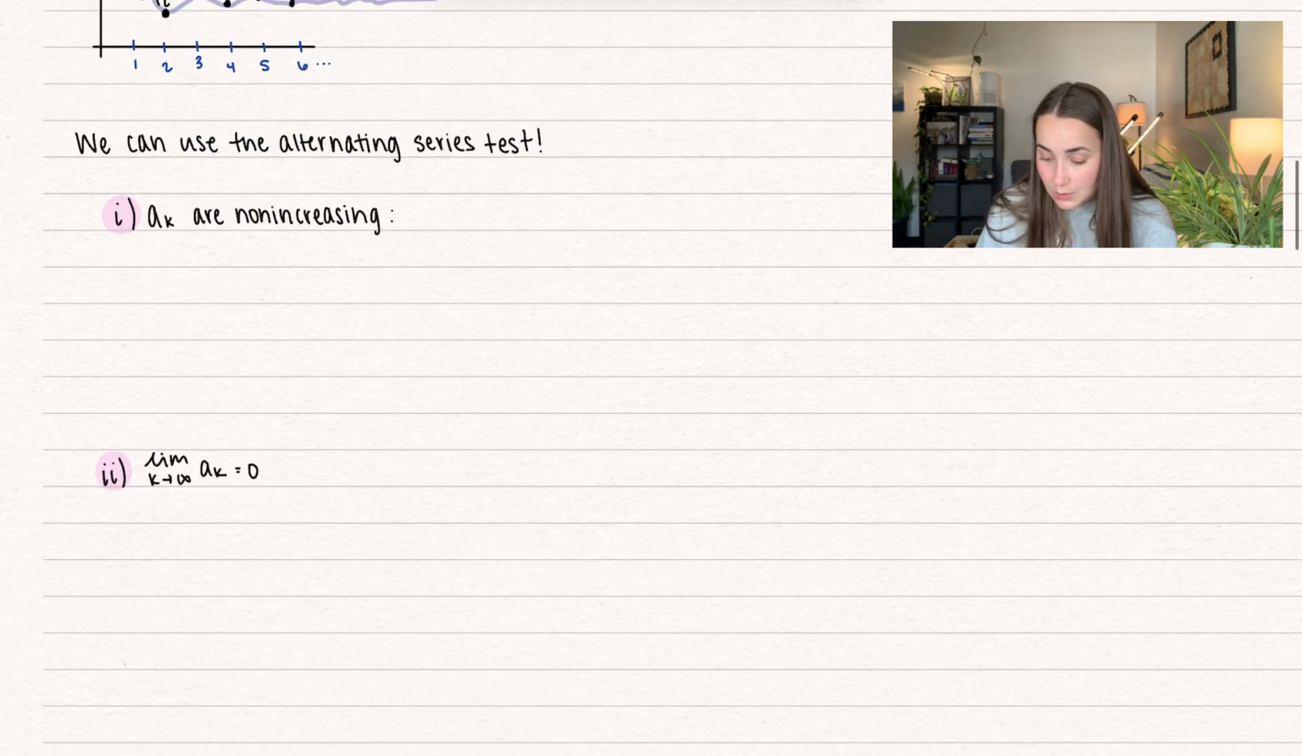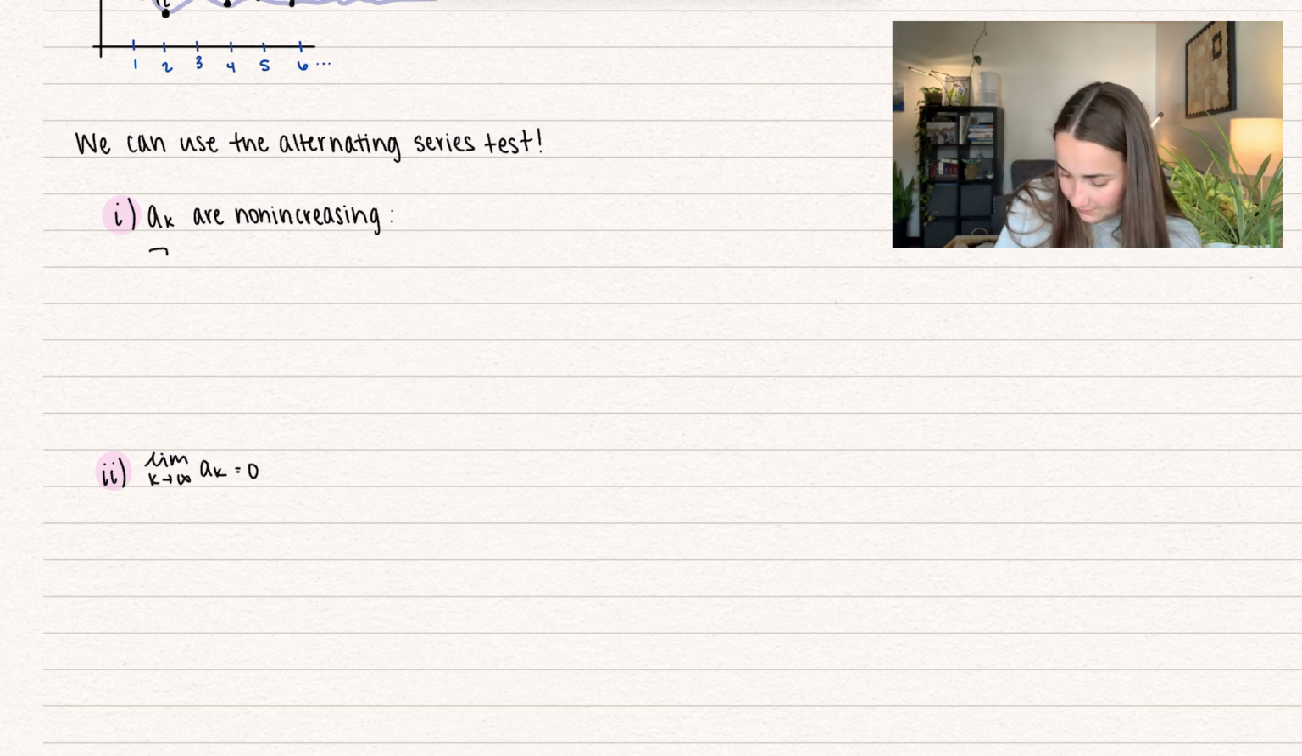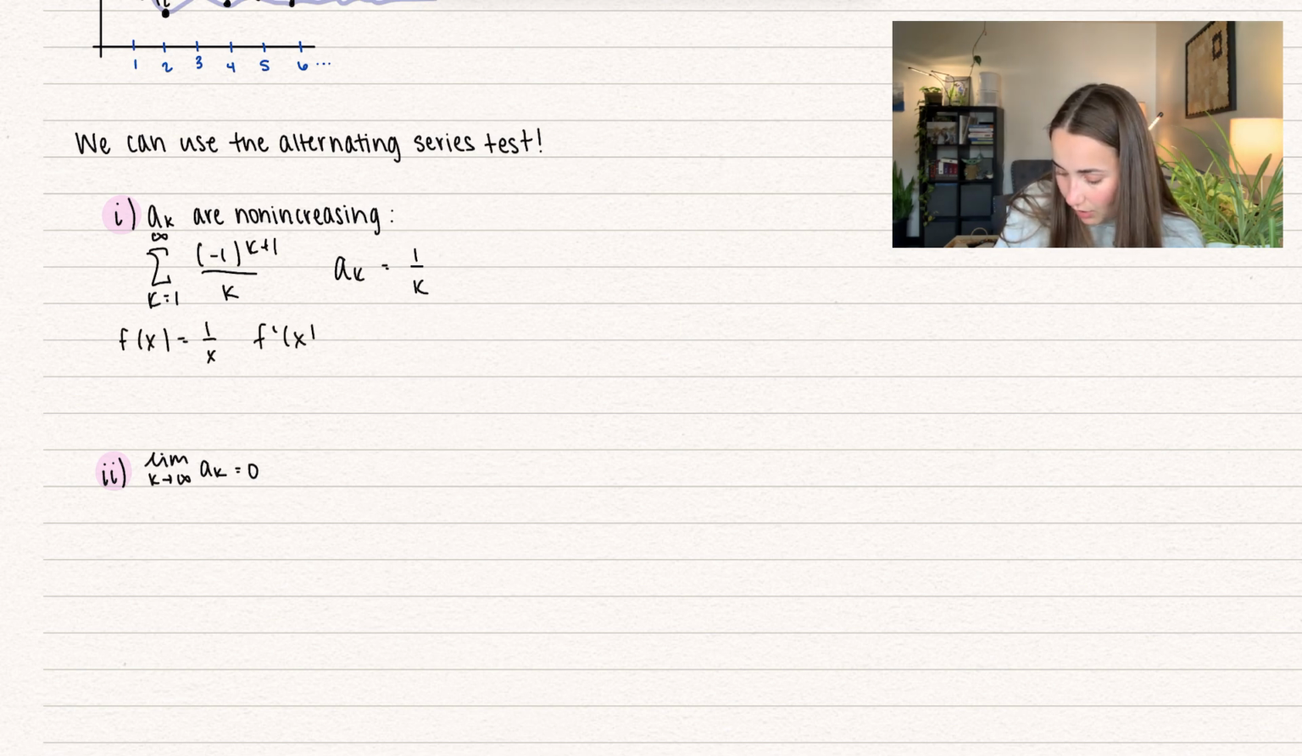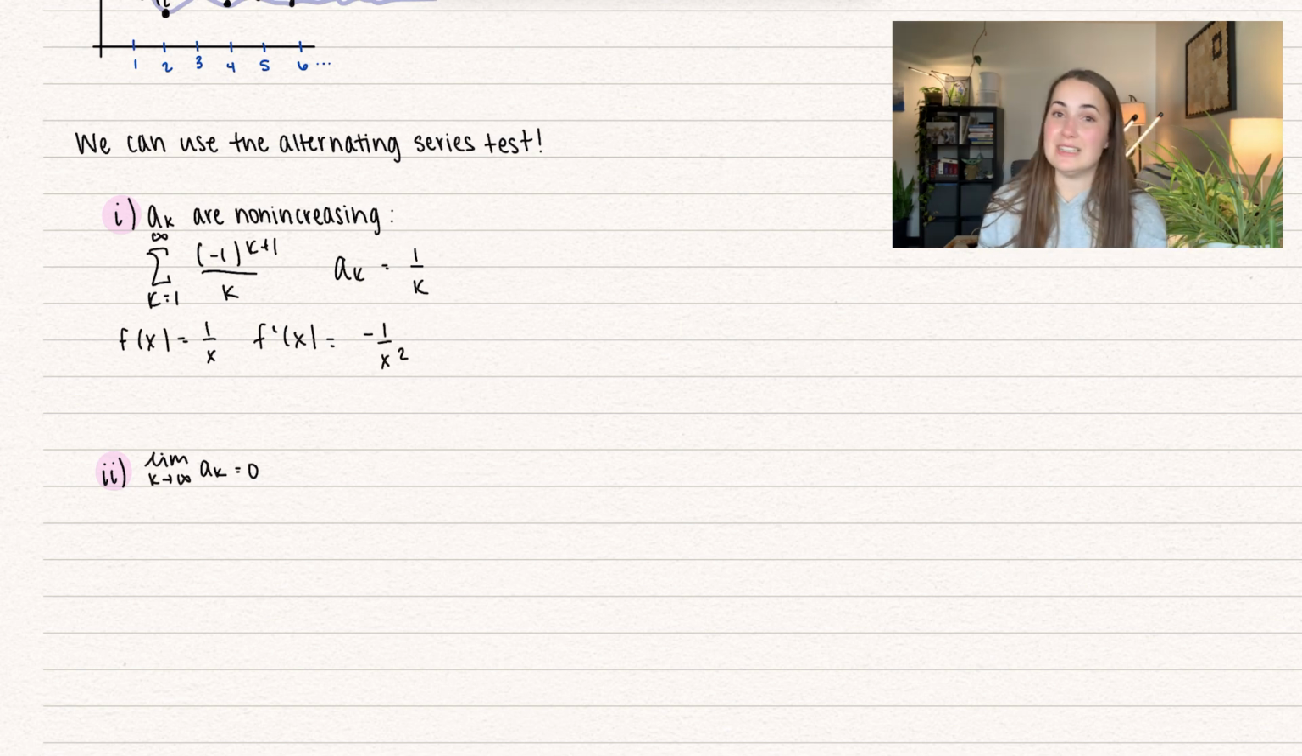So what test we're going to actually use is the alternating series test. So the first thing we need is that our a sub k terms are non-increasing. So in this case, our a sub k is just going to be 1 over k, right? We need to show that these are decreasing or non-increasing. You can do that by thinking of it as a function. So here we have f prime of x is equal to negative 1 over x squared, right? This is going to show if the function is increasing or decreasing. So we do have a critical value, right? x cannot be equal to 0, but that's okay because our index is starting at 1 going on to infinity, right? So we don't have to worry about that.